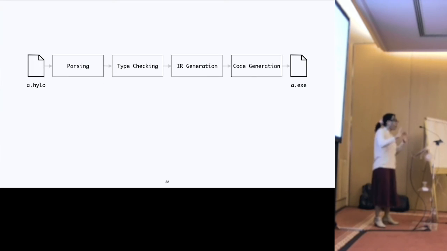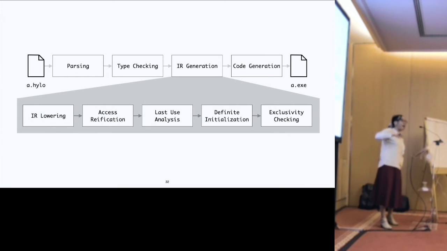So, okay, enough about the language. We're here to talk about compilers and implementations of these aliasing tracking things. So let's talk about the compiler. It has a very traditional compilation pipeline, nothing very interesting here. What we want to talk about today is the IR generation phase, and this is where the borrow checking of Hylo happens.